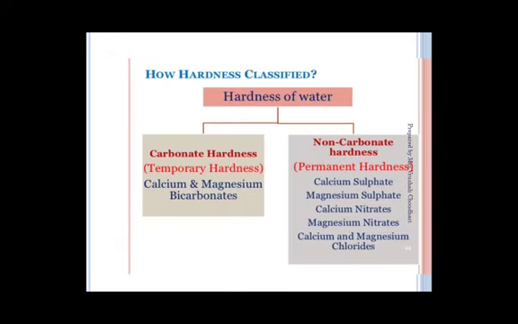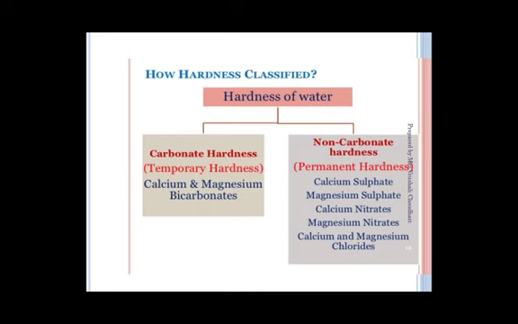This will give you an idea better. Carbonate hardness is also called as a temporary hardness. It is due to presence of calcium magnesium bicarbonates. Non-carbonate hardness is called as a permanent hardness. It is very difficult to remove the permanent hardness. It is due to presence of calcium sulfate, magnesium sulfate, calcium nitrate, magnesium nitrate, calcium and magnesium chlorides. In an exam, they will ask you among the following which will cause a temporary hardness or the permanent hardness.